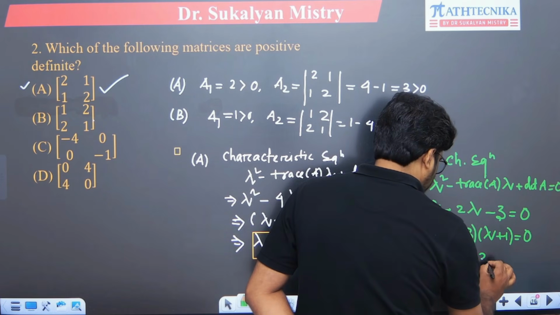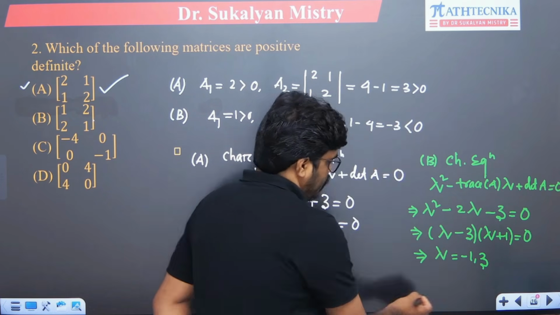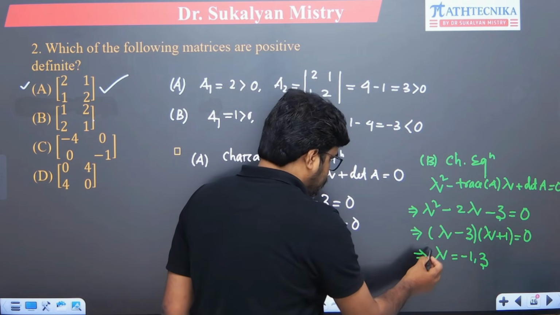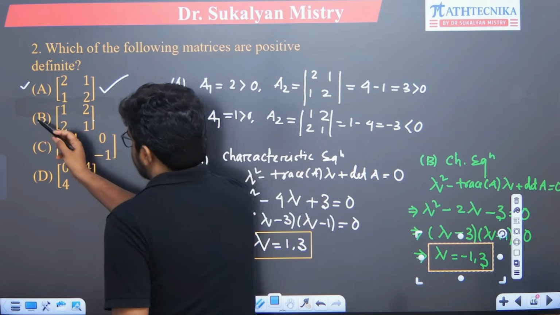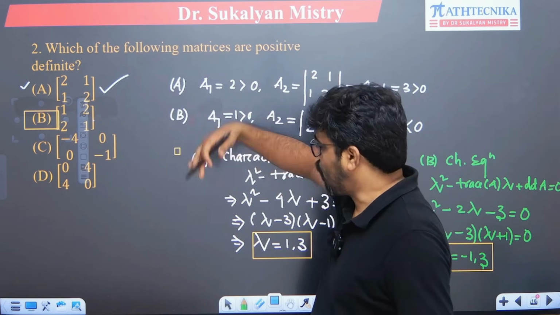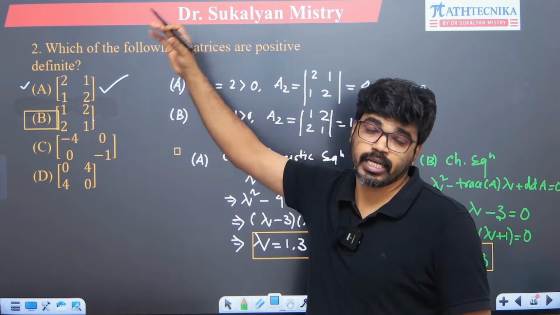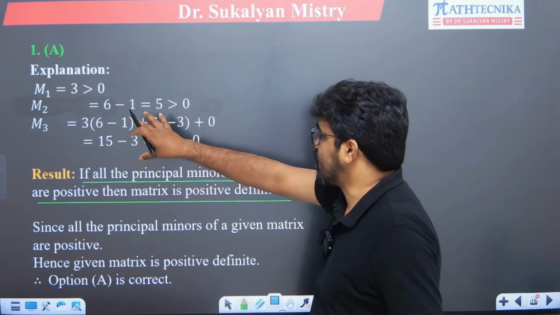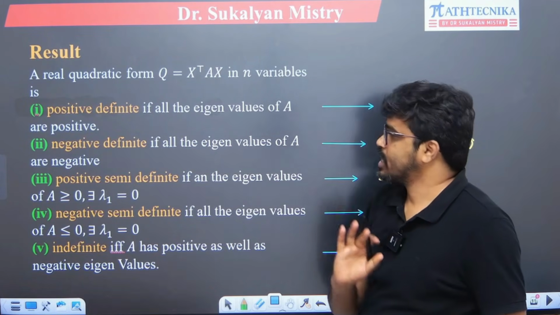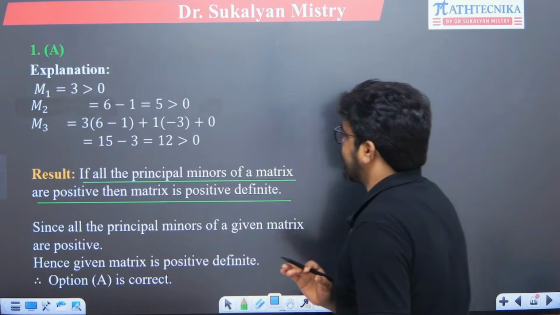So one value is positive and another value is negative, so that is indefinite. So this is indefinite, that is, the real quadratic form is indefinite. So we can also check with the help of this result. Okay? So let us consider the next example.